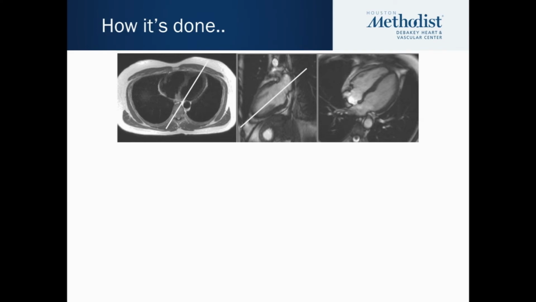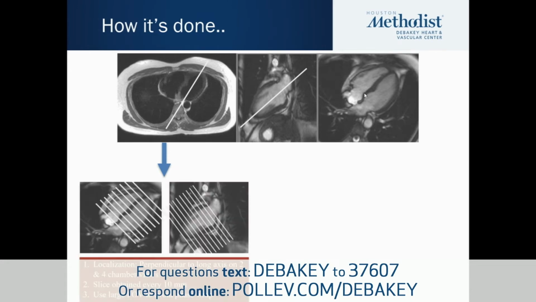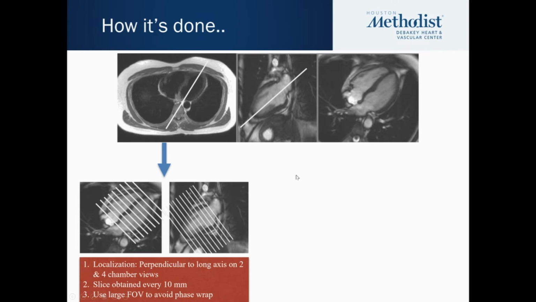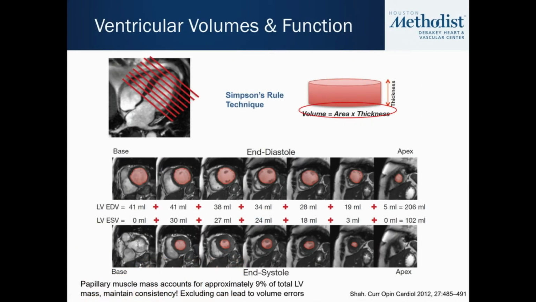For the purpose of ejection fraction assessment, we create multiple views that mimic the traditional echocardiographic views. And we create these imaging planes first off of an axial shot, and we create these what we call pseudo two-chamber and pseudo four-chamber views. And then we create a slab of slices that cover the entire heart in short axis form. And we end up with cines of the entire heart that we can calculate volumes off of. We use the modified Simpson method.